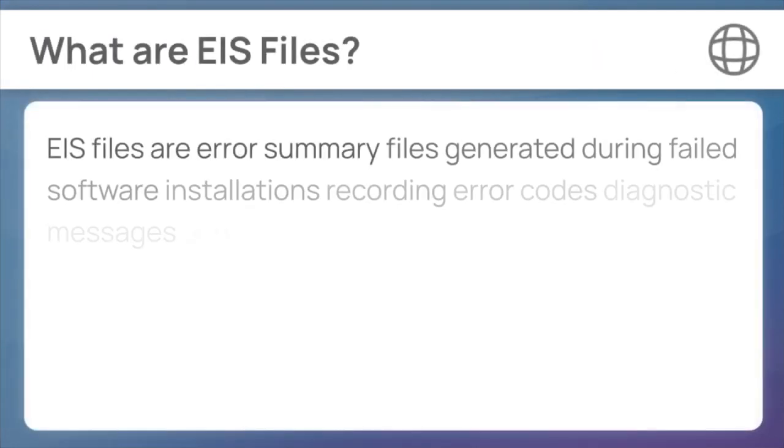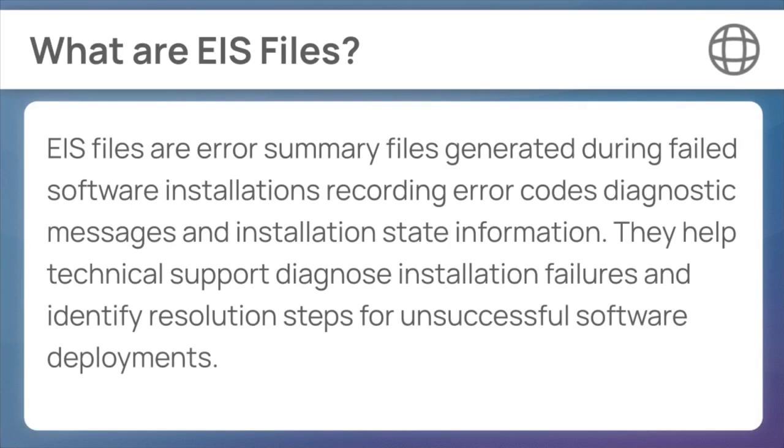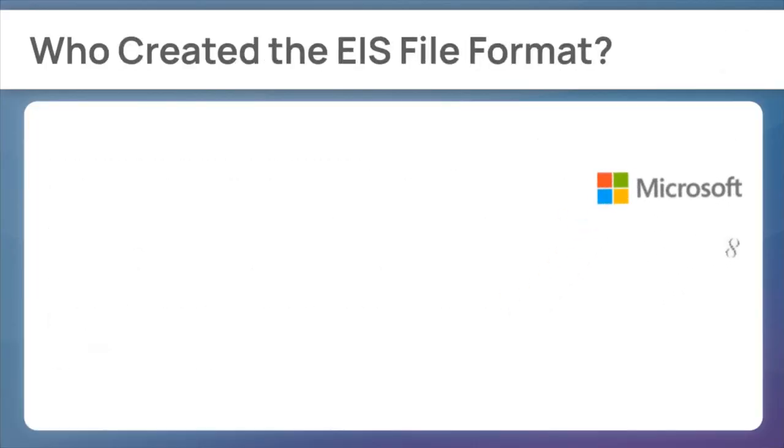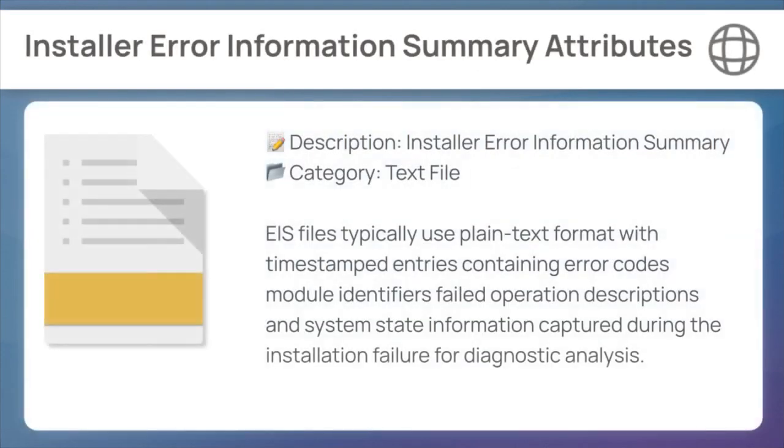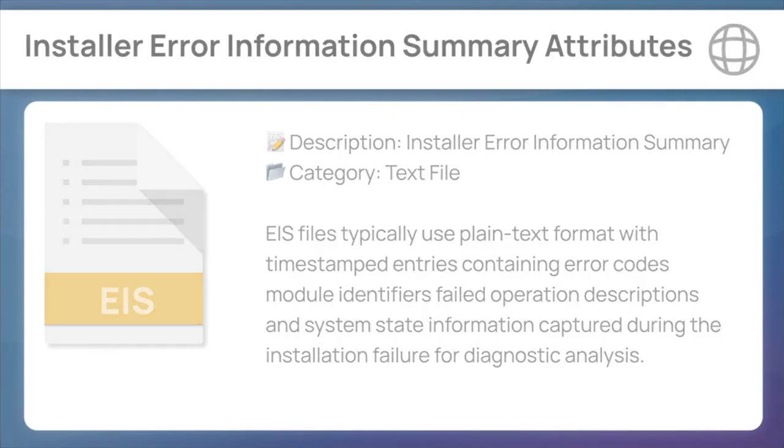EIS files are error summary files generated during failed software installations, recording error codes, diagnostic messages, and installation state information. They help technical support diagnose installation failures and identify resolution steps for unsuccessful software deployments. EIS files typically use plain text format with timestamped entries containing error codes, module identifiers, failed operation descriptions, and system state information captured during the installation failure for diagnostic analysis.